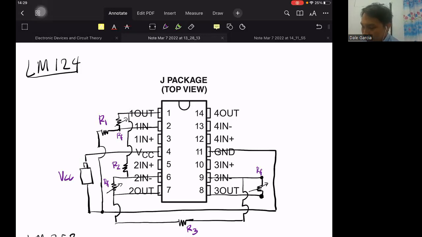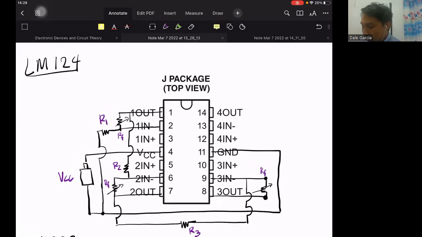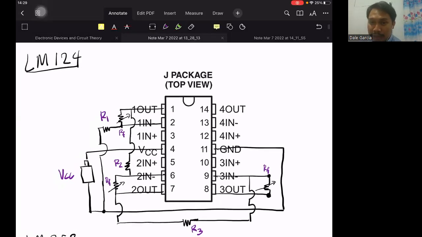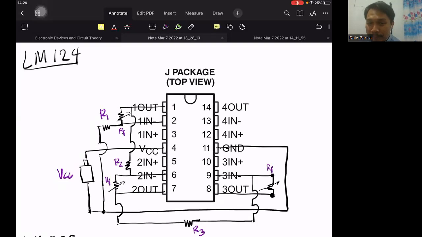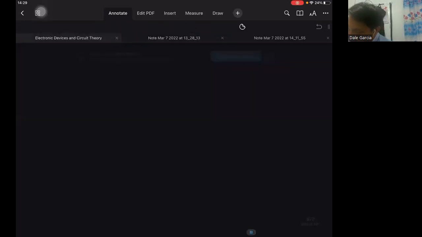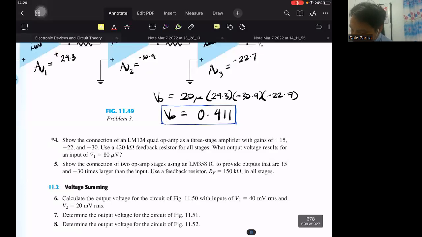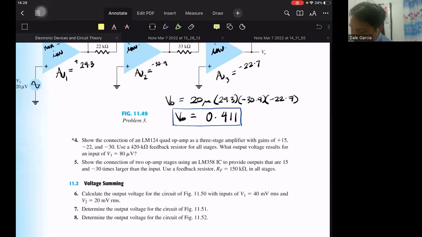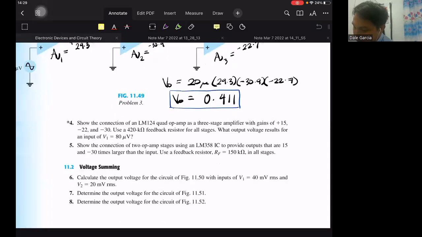You can buy ICs at an IC market or use a breadboard and create your own experiment, especially those who have breadboards at home. Okay. So that's for question number 4. All the other questions today, I'm sure you can answer them yourselves.